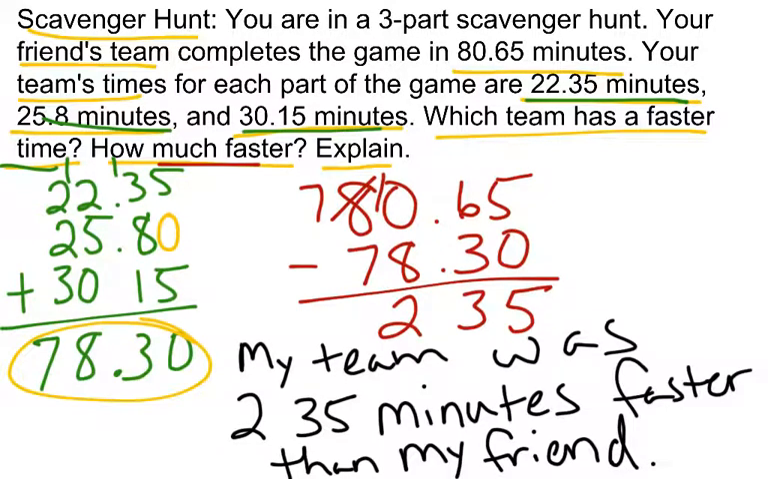So now I have my response. I've explained that my team was 2 and 35/100ths minutes faster. Keep in mind, that's not 2 minutes and 35 seconds faster, which is what I almost accidentally said. This is 2 and 35/100ths of a minute, because remember, minutes are different. They're on a base 60 system instead of a base 10.